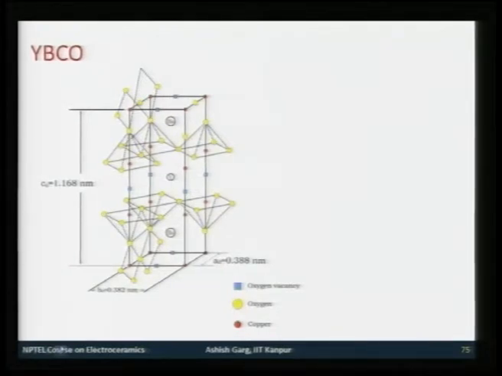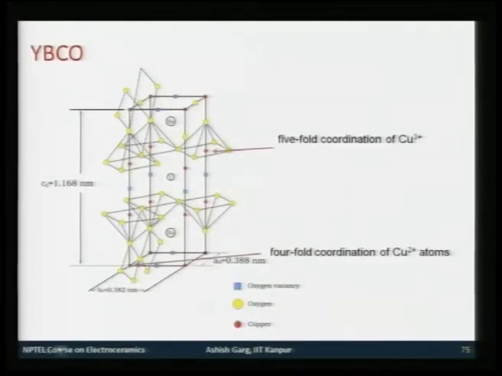So, this is the whole unit cell of YBCO, and if you look at the coordination of copper atoms, there is an interesting thing about this structure: copper has 5-fold coordination in these locations. You can see 1, 2, 3, 4 and 1 here, and in these positions copper has 4-fold coordination. So, copper tends to have 5-fold and 4-fold coordinations in various positions. Cu3+ typically has 5-fold coordination, and Cu2+ will typically have 4-fold coordination.